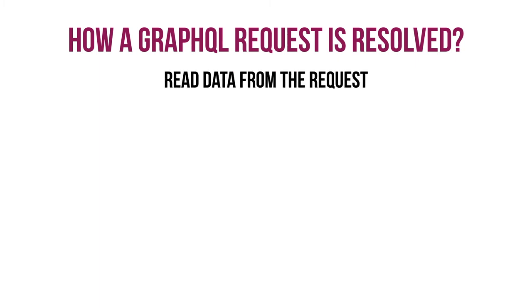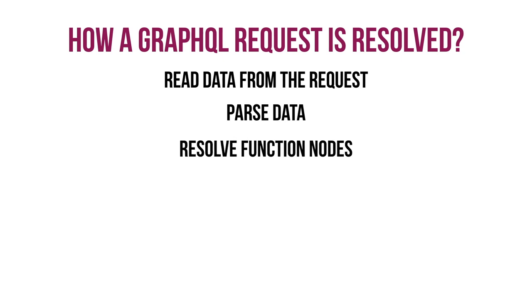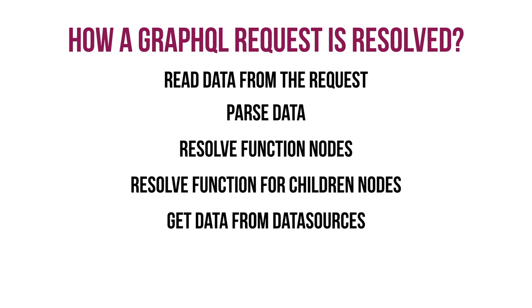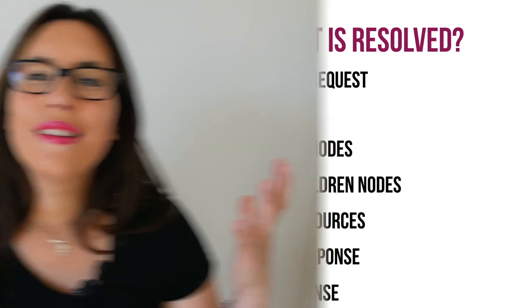Let's talk about what happens when a request arrives at the server. The data is parsed from that request, and then the server will apply these resolver functions to each of these nodes. If the nodes are resolved with primitive types like strings, then it will just go to the next step. But if the nodes are resolved with some other types, then it will go to those children and resolve them. When the whole tree is resolved, it will ask the different data sources for the data, merge those results into a response, and send it back to the client. This was the video for today.